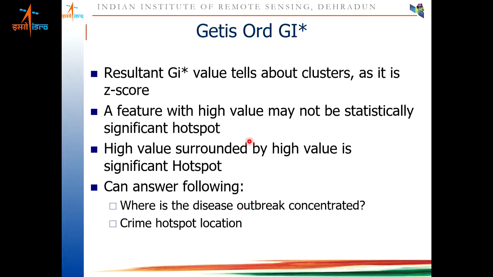So these hotspots and cold spots can tell you where a disease outbreak is concentrated. They can tell you the location-to-location spread of a disease outbreak. It will tell you potential hotspots for crime locations, and other hotspot kinds of analysis can be performed using Getis-Ord or Gi star.